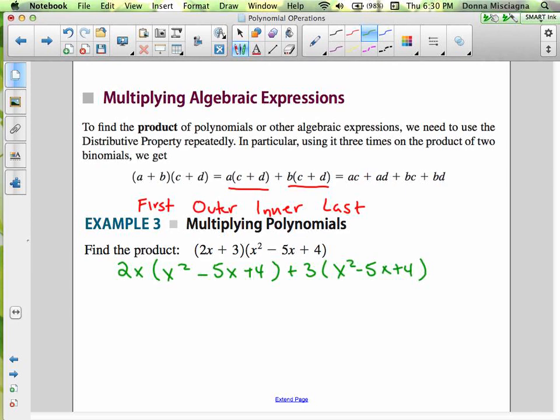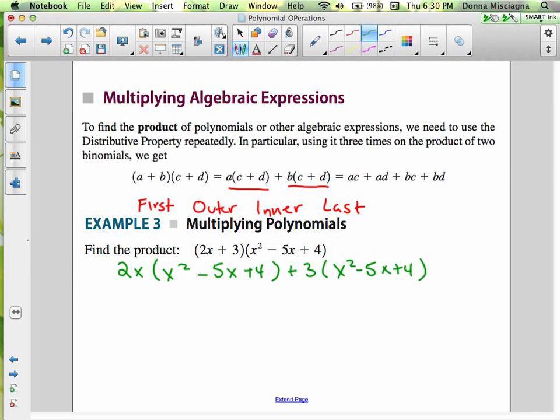So notice that every term in the first expression has been multiplied by every term in the second expression. Right? This is an easier way to write it when we have more than just two binomials, because we have to make sure we multiply every term in the first polynomial by every term in the second polynomial. All right, so let's do the multiplication now.